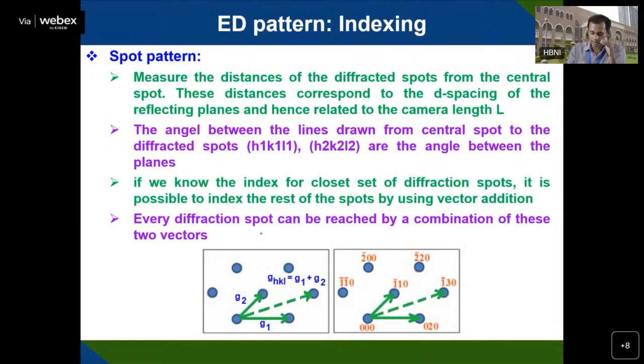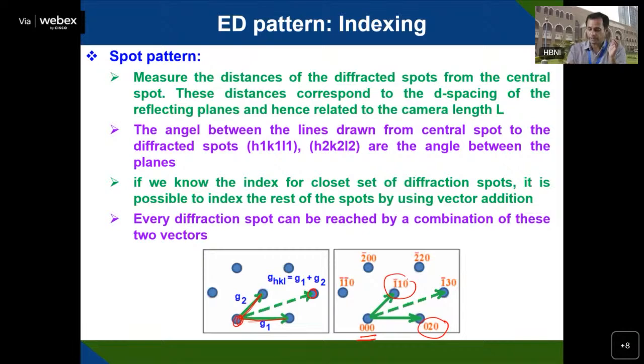So for these spots, you have to consider the center one as the 0-0 plane in this case, and then the G1 factor and G2 factor, and this one will be the summation of G1 plus G2. If it is 1/1, 1/1, 0, a 0-2, 0 plane, then it will be 1/1 + 2, 3, 0 plane. So you have to measure the distance of the diffracted spot from the central spot.